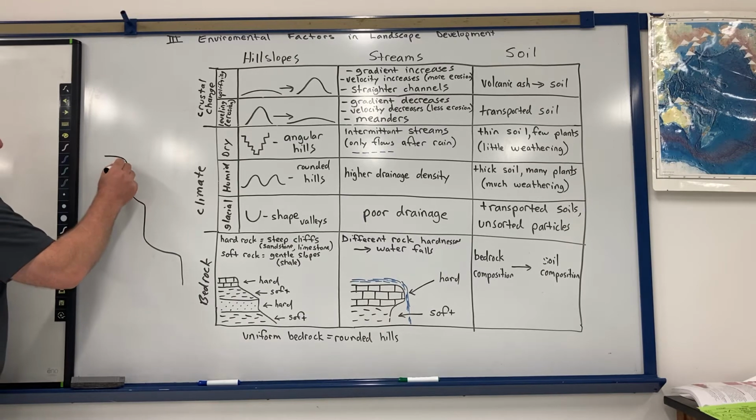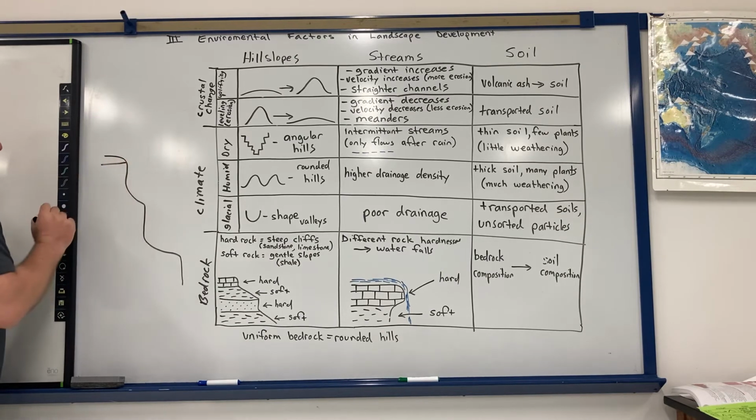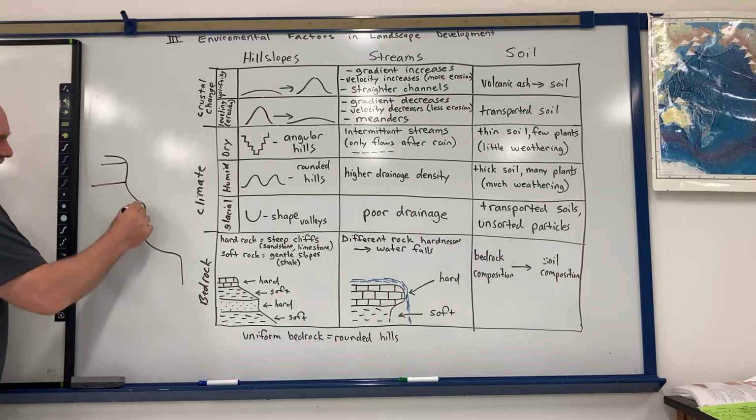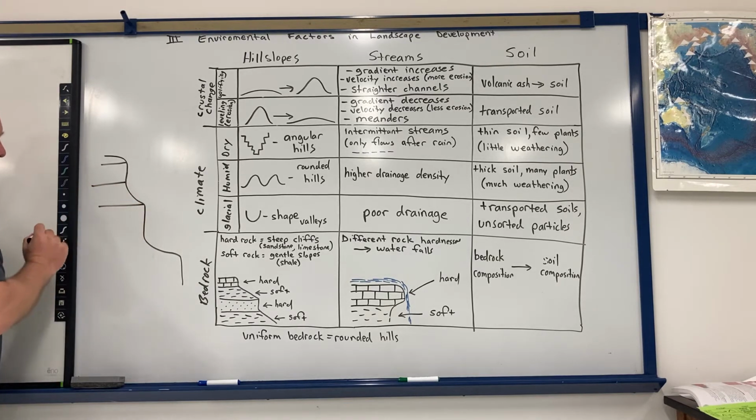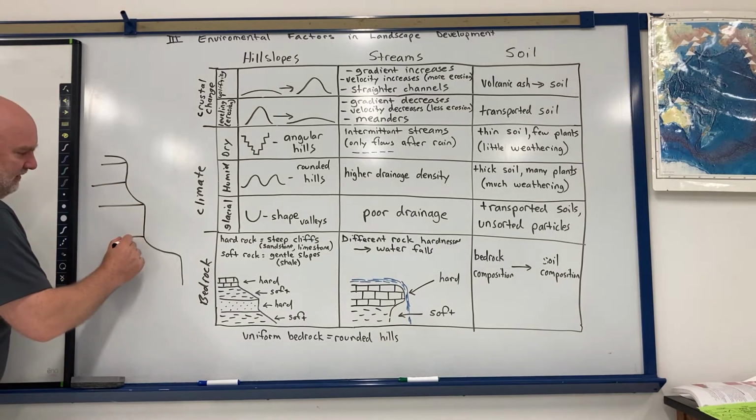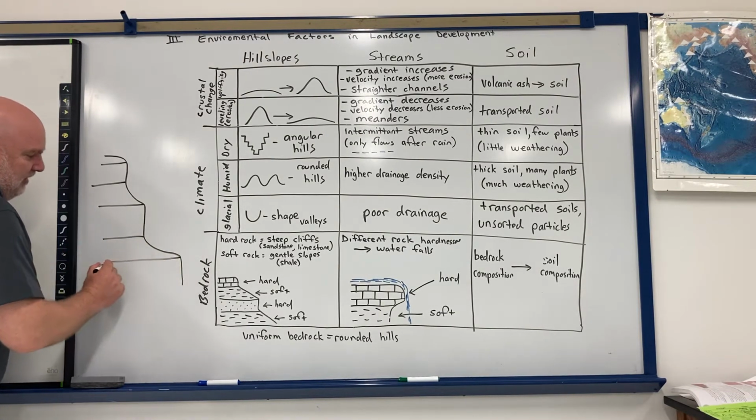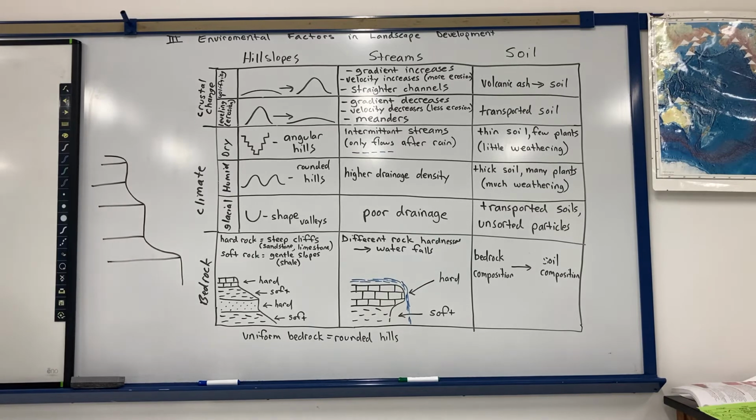So right there is probably a change in rock layer. Right there, right there, right there, and right there as well. So you notice wherever there's a change in slope, that's probably going to be a change in the rock type.